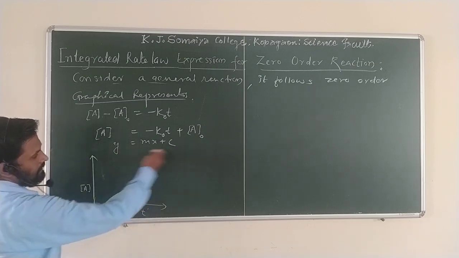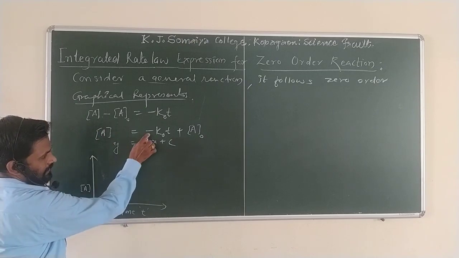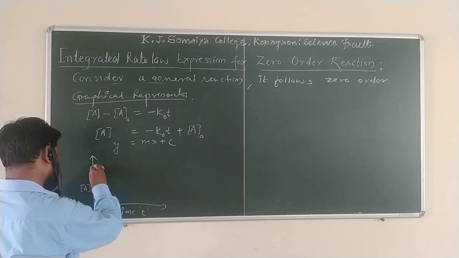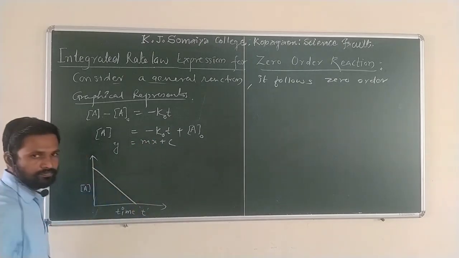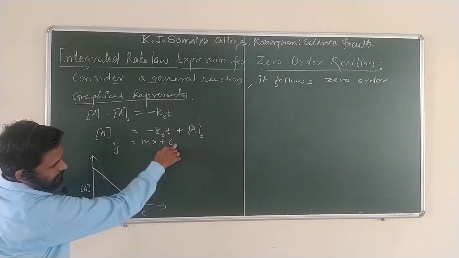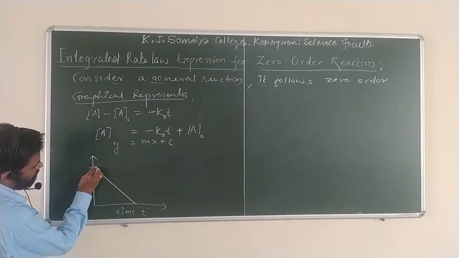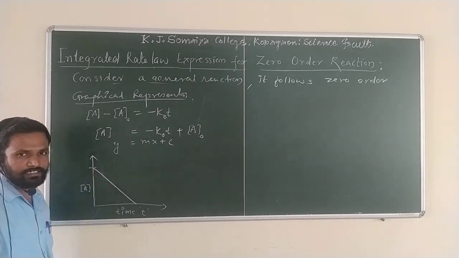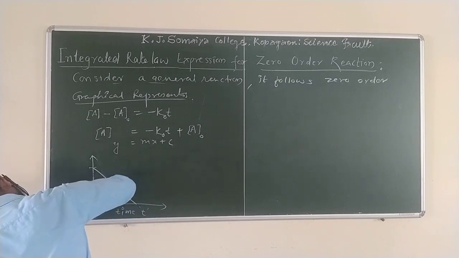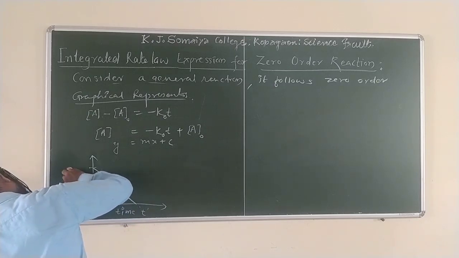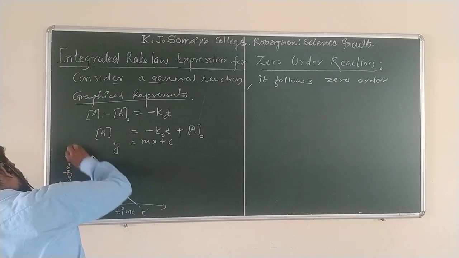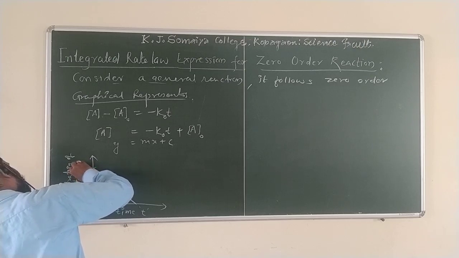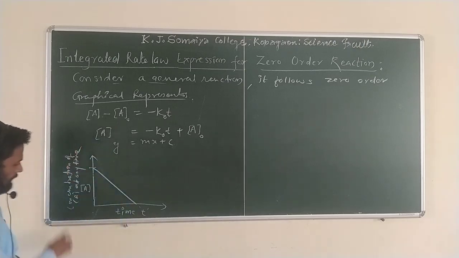How is the graph? It is linear, a straight line equation, but there is the negative sign. The negative sign indicates a reverse straight line, like this. And what is c? C is the y-intercept. Where is the y-intercept? This is the y-intercept, the initial concentration. So here write the concentration of A at time t, at any time.